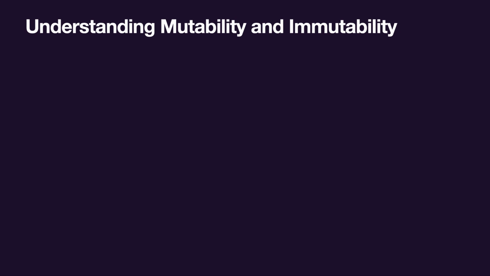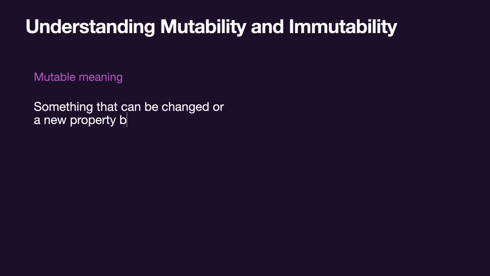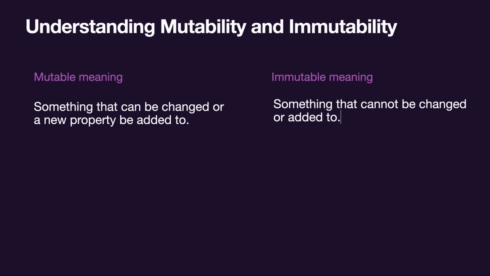Since we are now clear with primitive and reference types in JavaScript, we can easily understand the concept of mutability and immutability in JavaScript. Mutable is something that can be changed or added to, whereas immutable means something that cannot be changed or added. Primitive values in JavaScript cannot have anything added upon to them. They can only be reassigned, and hence all primitive values in JavaScript are immutable. Let's see that with an example.